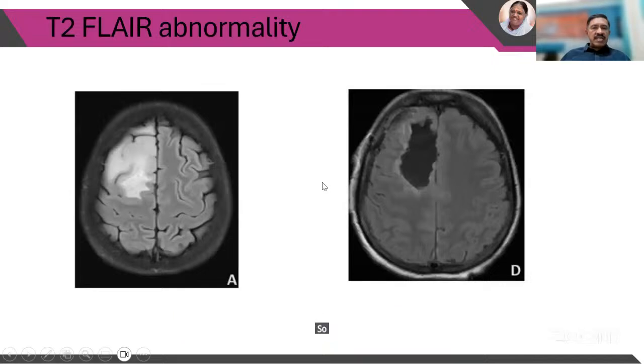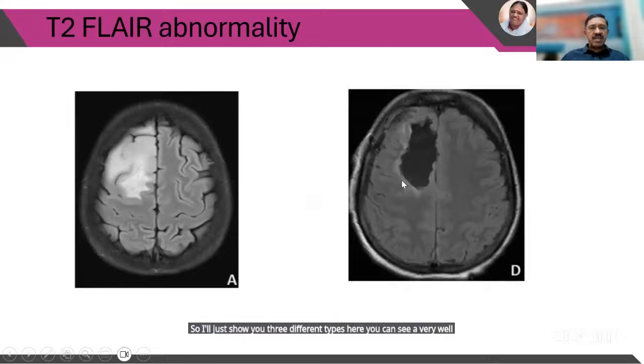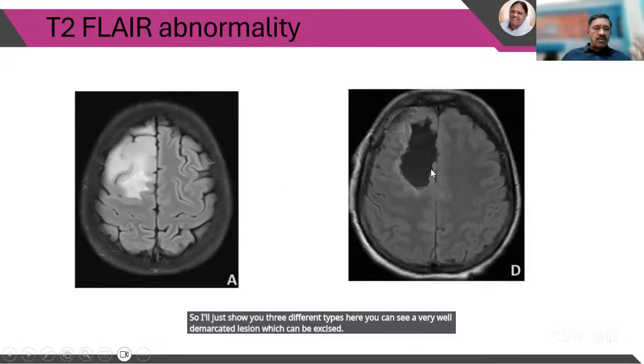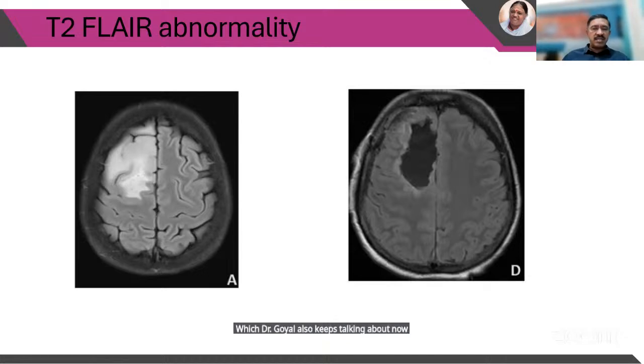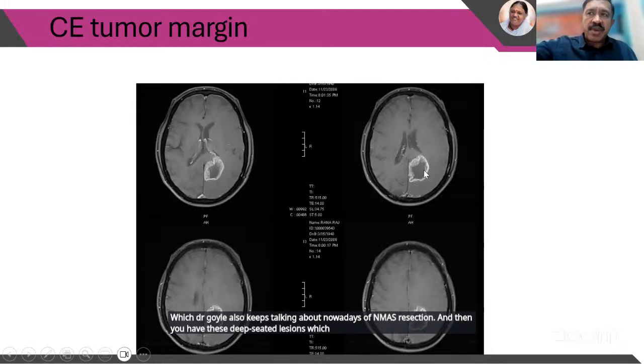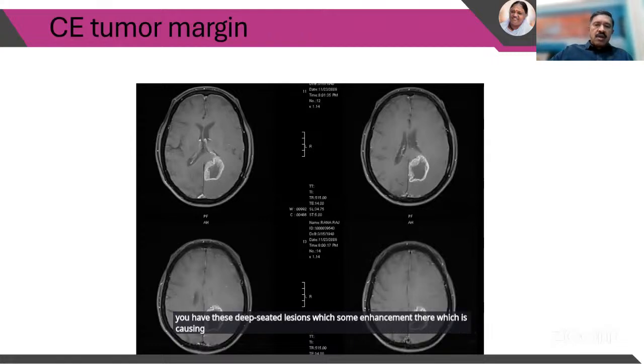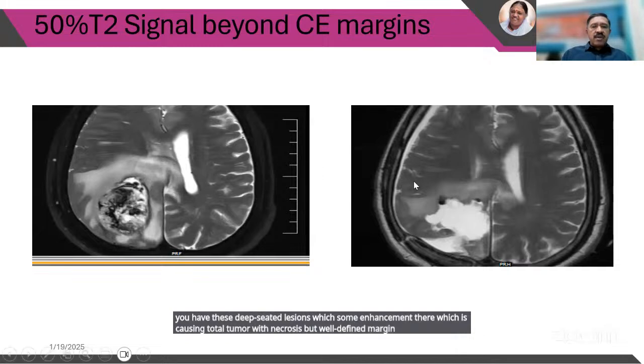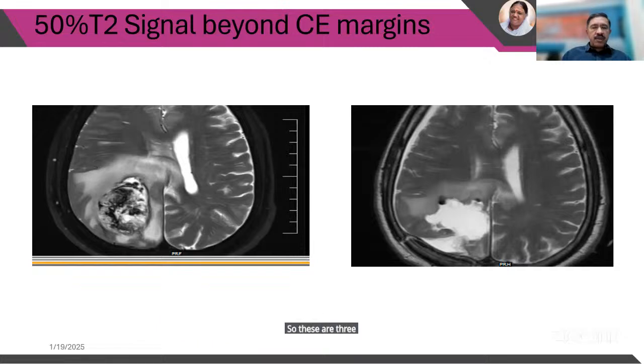So I'll just show you three different types. Here you can see a very well demarcated lesion, which can be excised, which Dr. Goel also keeps talking about nowadays, of en masse resection. And then you have these deep-seated lesions, with some enhancement, which is causing total tumor with necrosis, but a well-defined margin. And then you have a large necrotic tumor with a lot of perilesional edema, a T2 component, which may require more resection. So these are three different types of phenotypes.